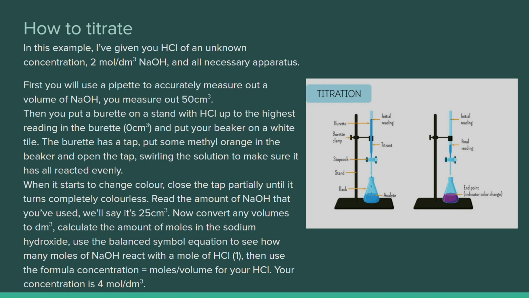And when it starts to change color, you close the tap partially so that it goes dropwise until it turns completely colorless. That way you can be way more accurate. And you read the amount that you've used. We'll say it's 25 cm cubed. Now convert your volumes to decimeter cubed by dividing by 1,000, and calculate the moles in the sodium hydroxide. Use the balanced symbol equation to see how many moles of sodium hydroxide would react with a mole of HCl, which is 1. Then you use the formula concentration equals moles over volume.